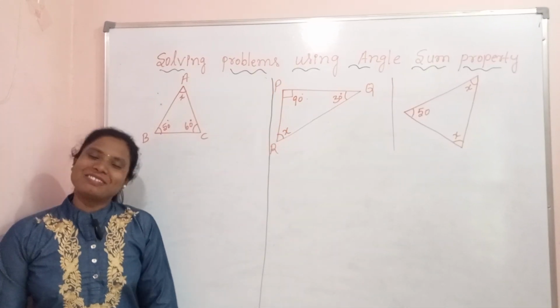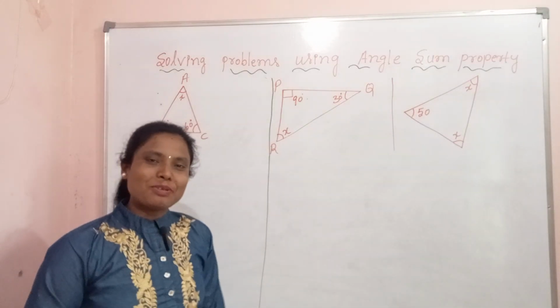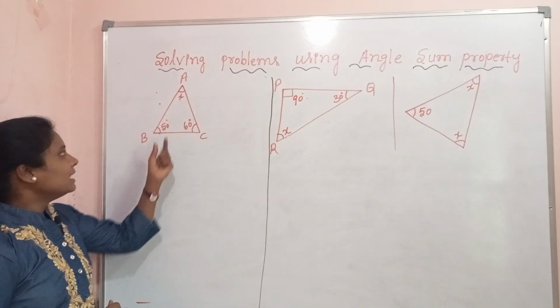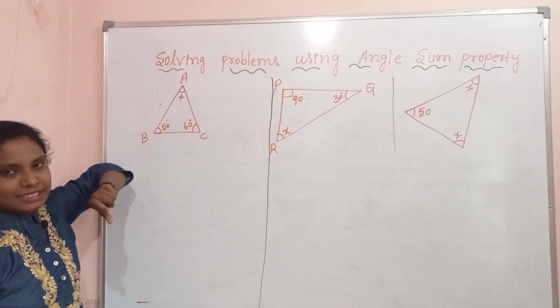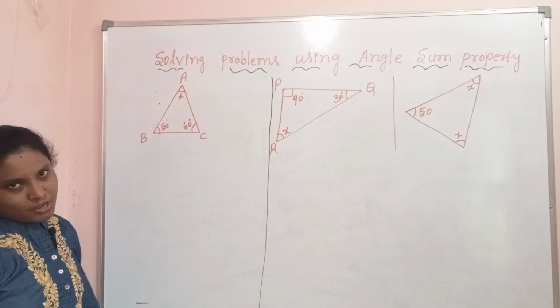In this class we are going to learn how to solve a problem using the angle sum property of a triangle, or the interior angle property of a triangle. Here they have given some measurements: x, 50 degrees and 60 degrees. These two measurements are given. We need to find the value of x.